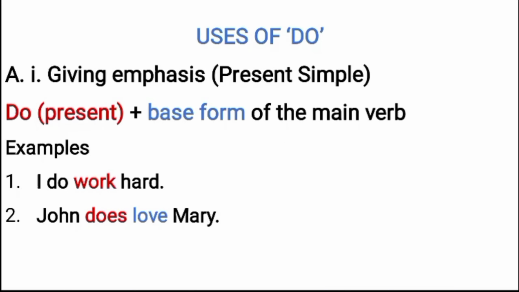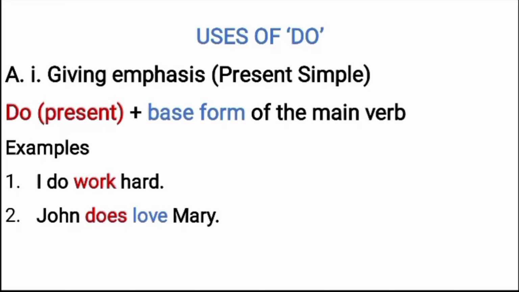Let's look at the first one, which is giving emphasis. We are going to look at how we can use the verb do to give emphasis in the present simple. The form is the present form of the verb do, which is do or does, plus the base form of the main verb. When we say base form, it is the bare form of the verb without adding anything to it. For example, go, come, look.